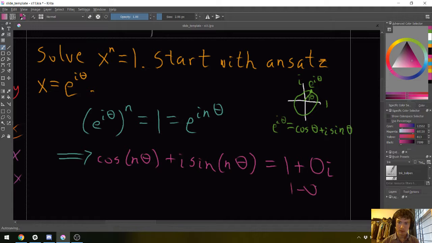I think what we want to do is set the real part of the left and right sides equal, and also set the imaginary parts equal. Right, because the left side has this real part, cosine n theta, that's a real number. And then it has i times sine of n theta, that's the imaginary part. And the right side has the real part, 1, and the imaginary part, 0. And the only way 2 complex numbers can be equal is if their real and imaginary parts are separately equal.